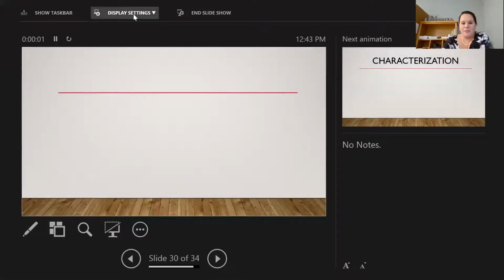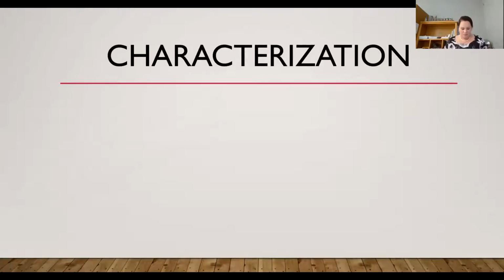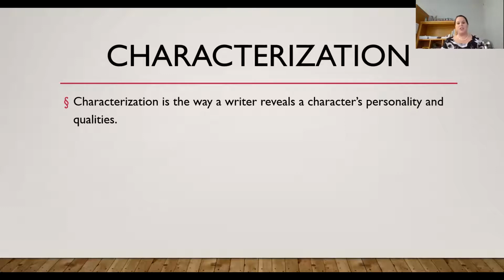Okay, so we're going to start with talking about characterization. Characterization is the way a writer reveals a character's personality or qualities. So when you have a characterization, you have the internal traits and the external traits, physical traits and character traits. That's what those are.